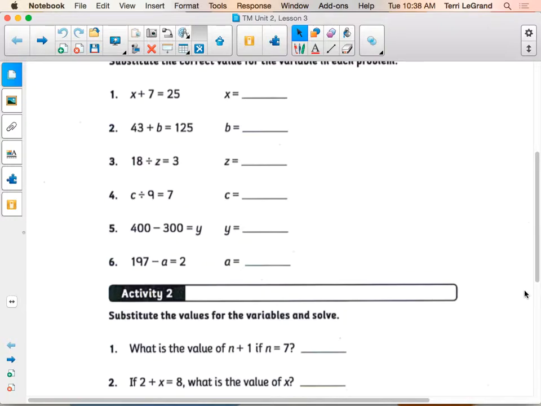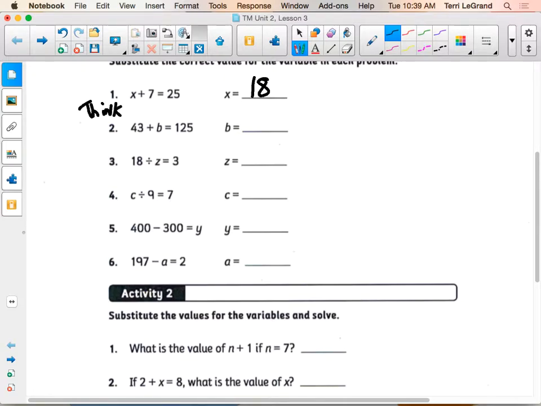Sylvia? 18. Can you tell me how you decided that, Sylvia? If you take 25 minus 7, you get 18. Yeah. So if you take the 25 and you subtract the 7 from it, that's what should be left over. If you added it back to 7, you would get 25.